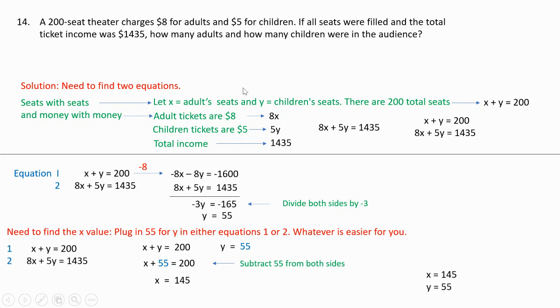But that's not what they're asking for. They're asking how many adults and children were in the audience, right? So here we go back. Since x equals adults, it's going to be 145 adults. Since y equals children's seats, it's going to be 55 children in the audience. So this is my solution that they're asking for. Okay. Now this is called larger systems of linear equations.